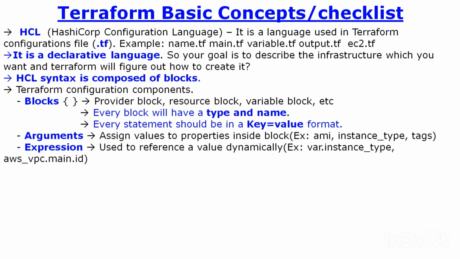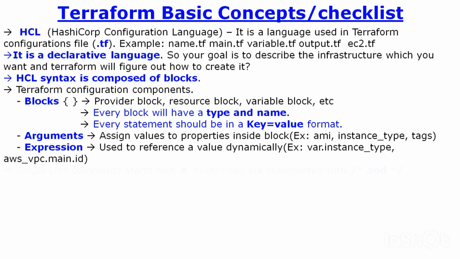The next thing we need to be aware of is expressions, which can be used to reference a value dynamically. There are multiple variables available. For example, we want to create 10 servers, and for that, the common instance type is there. We can use var.instance_type. We want to create 10 servers, and there is a common VPC we are going to use. That time we use expressions. We can call it dynamic for the different variables.